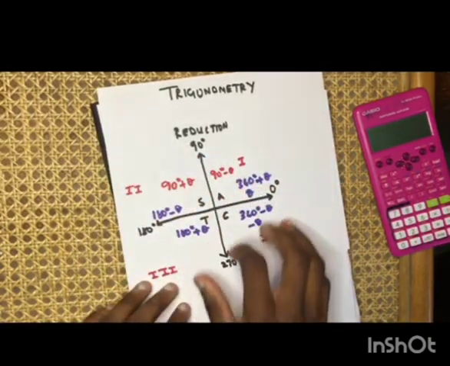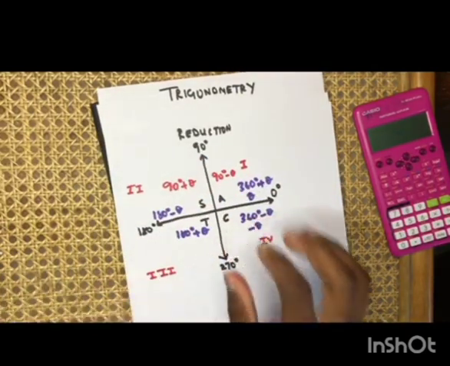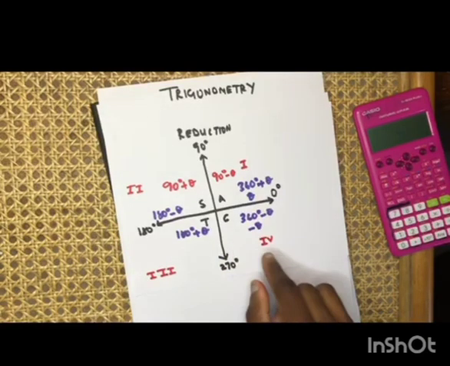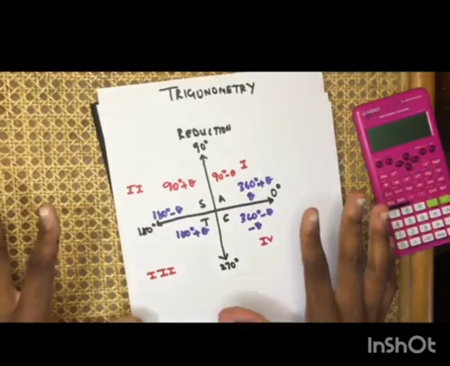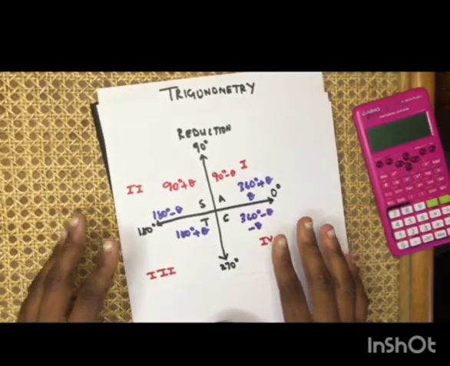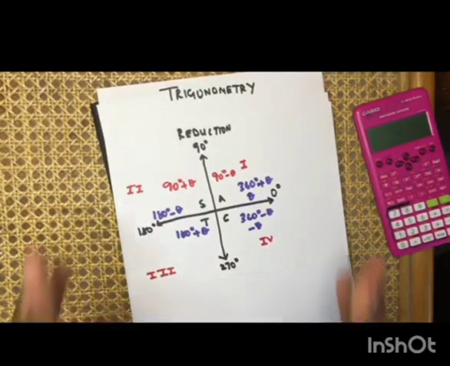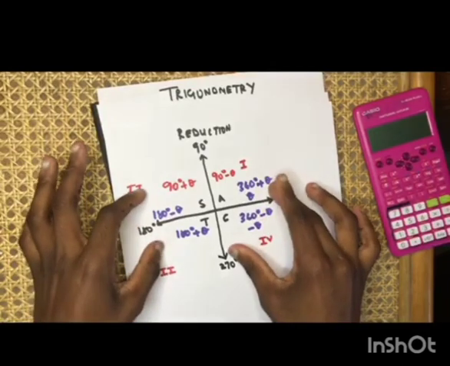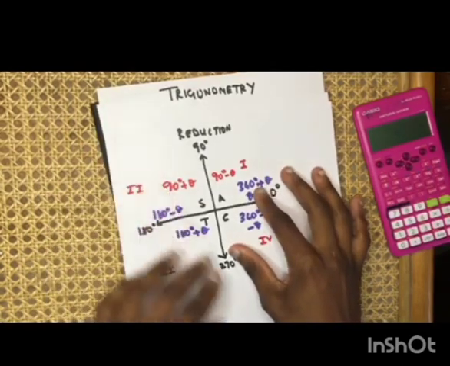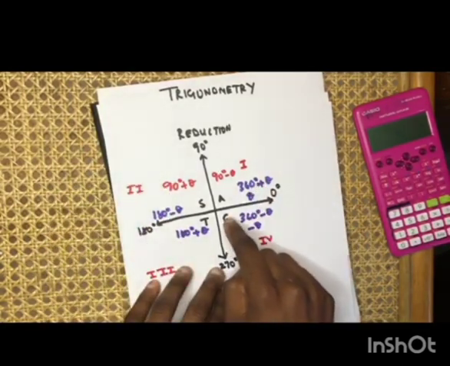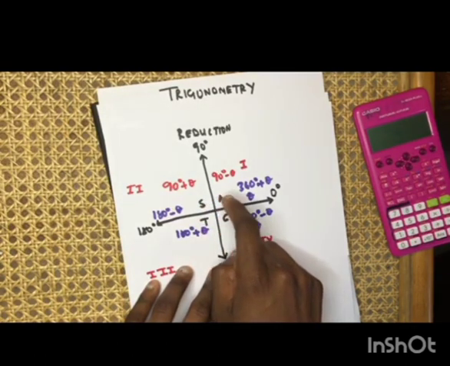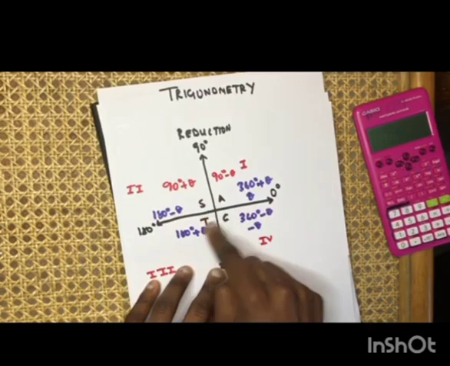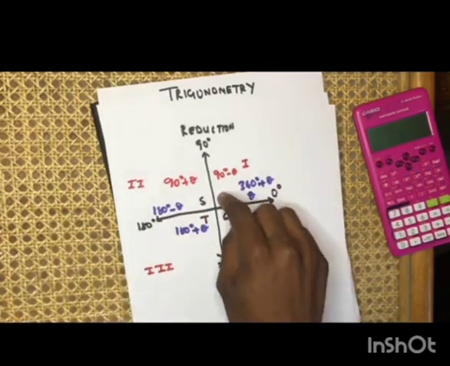I'm not going to explain this, but you are going to need the reductions whenever we are working with simplifications, whenever we are working with general solutions. You are going to need your reduction. You know that some other learners use CAST. You can use All Signs, or you can use All Stations To Cape Town, or All Students Take Care.